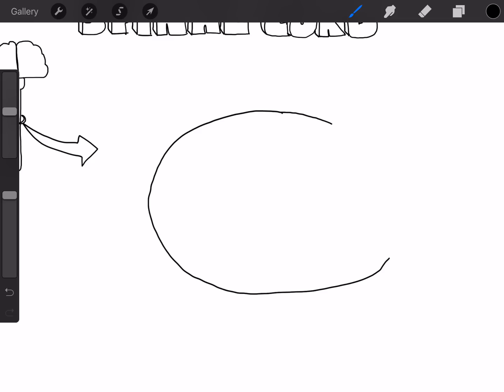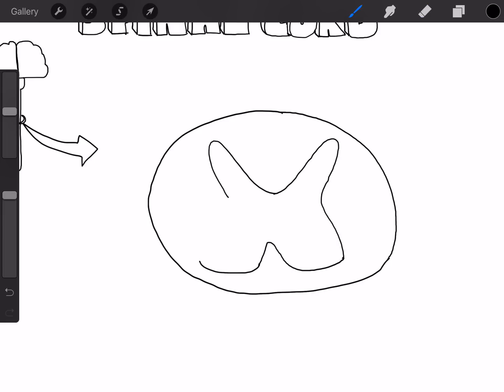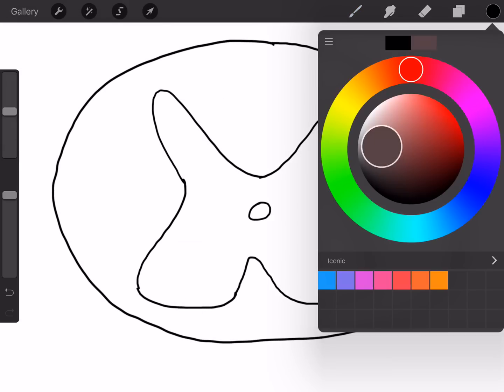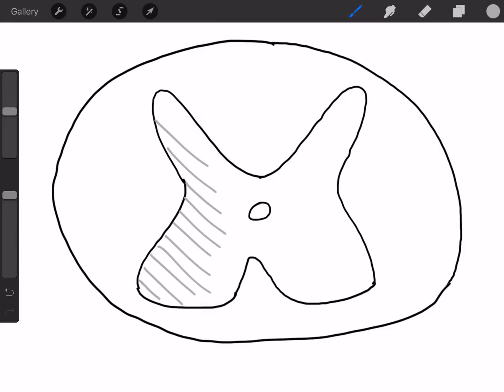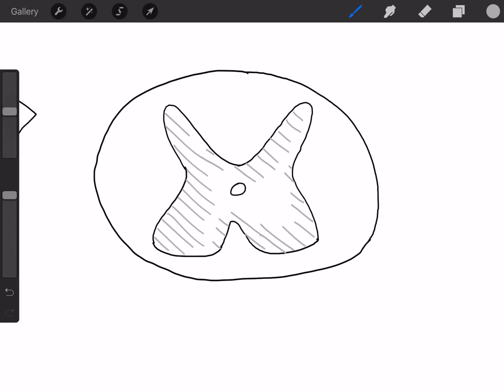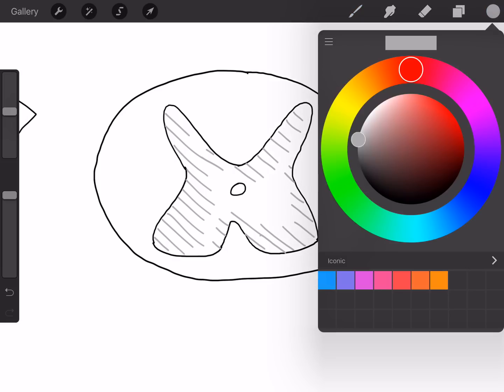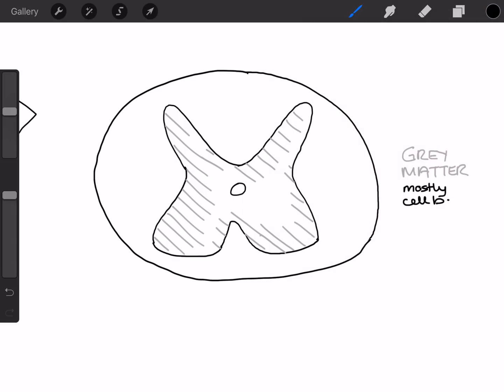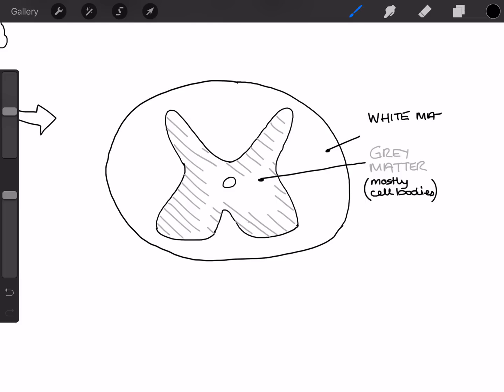So here I'm just drawing a section of generic spinal cord, and this butterfly-shaped bit in the middle is the grey matter. I'll just quickly shade that in. And the grey matter is mostly made up of cell bodies. So if we remember the structure of a neuron, we've got the cell bodies and the axons. And all around the grey matter, we've got the white matter. And that's where the axons are.